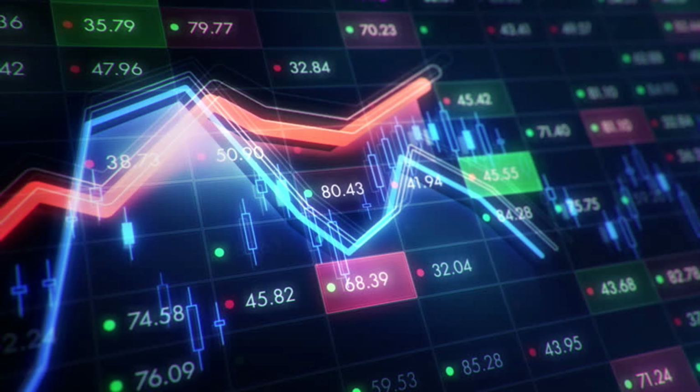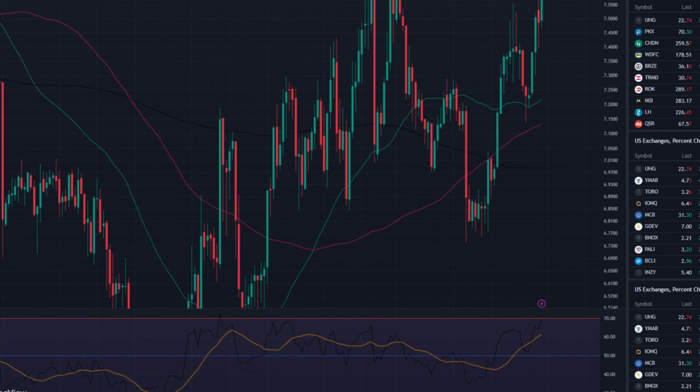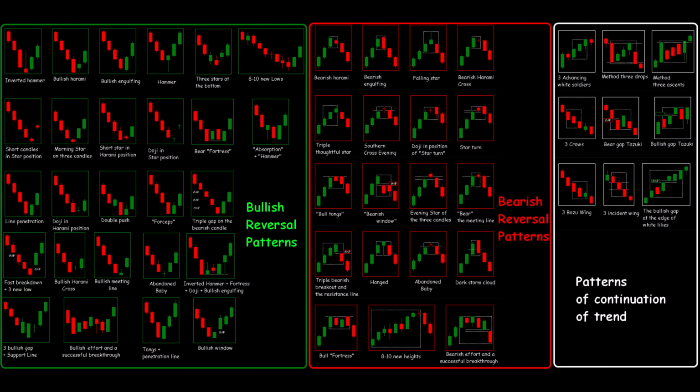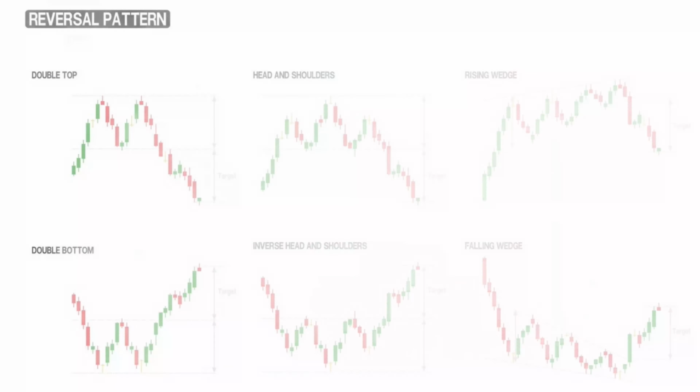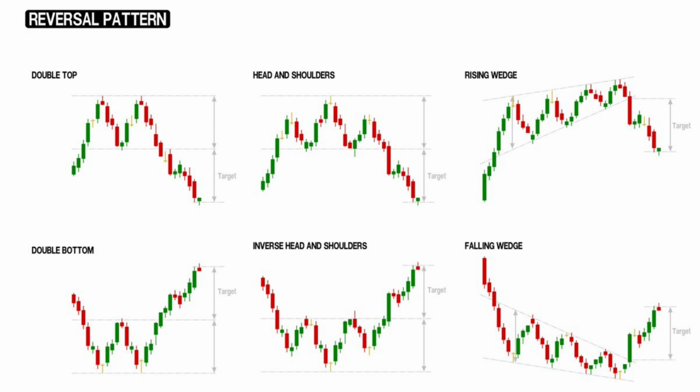Patterns are another important aspect of technical analysis. These are specific shapes or formations that appear in the chart and can indicate potential trading opportunities. Some common patterns include head and shoulders, double tops and bottoms, and triangles.